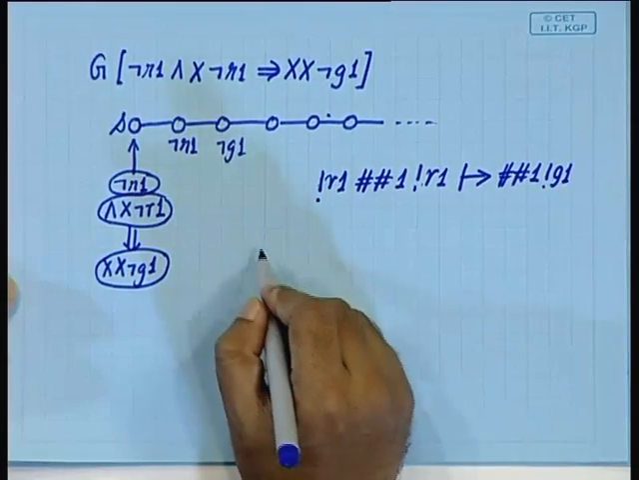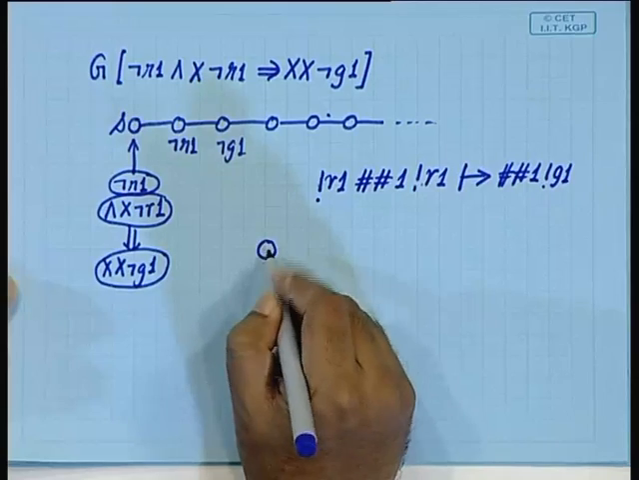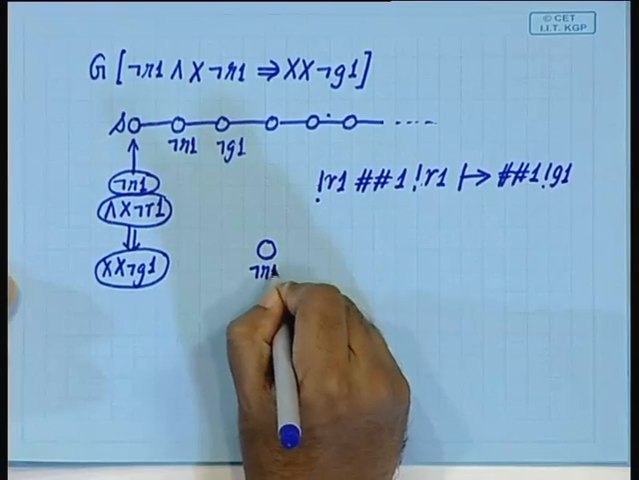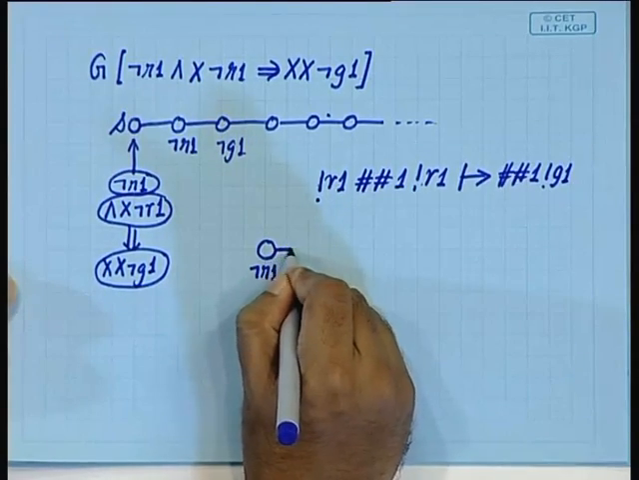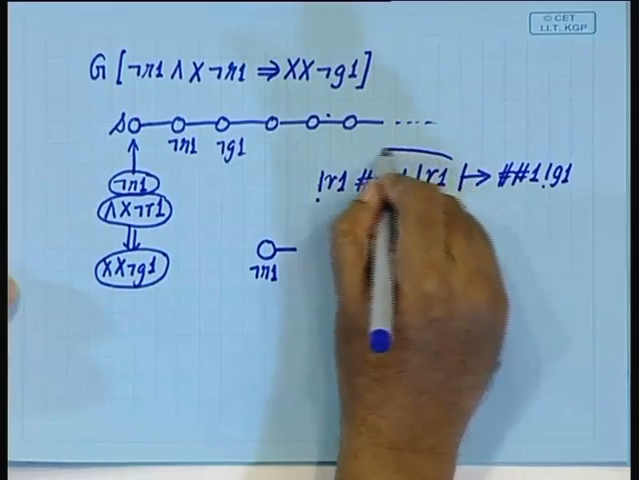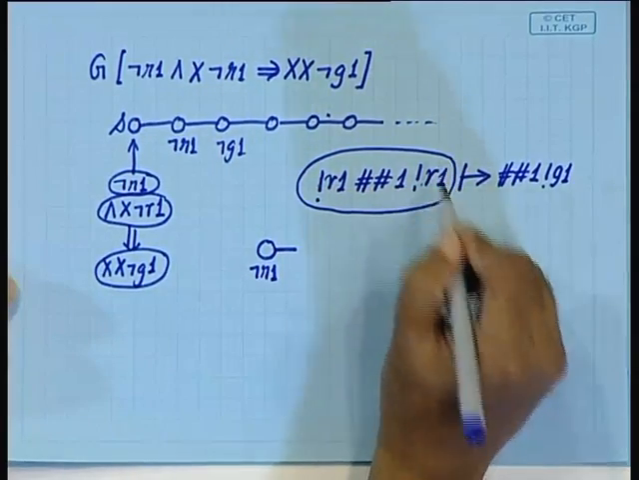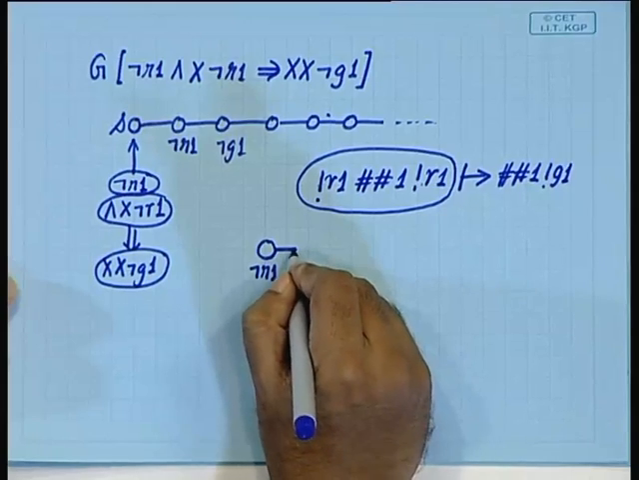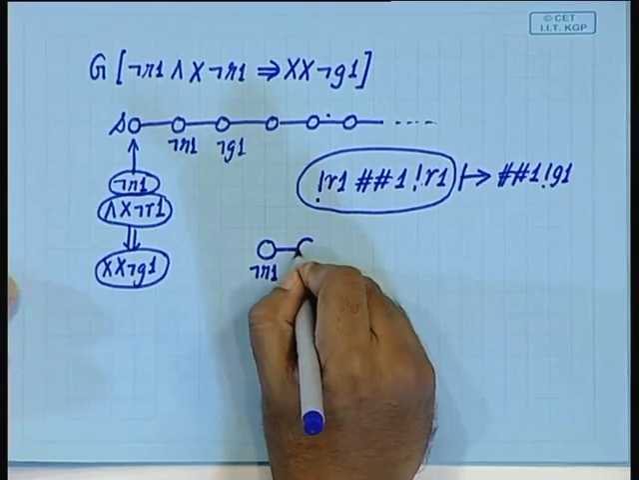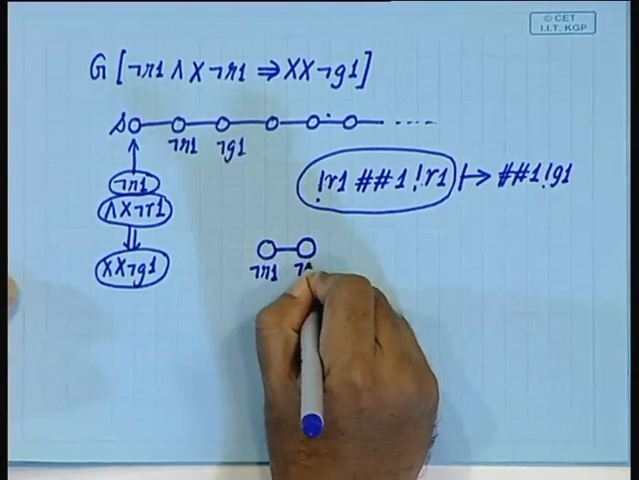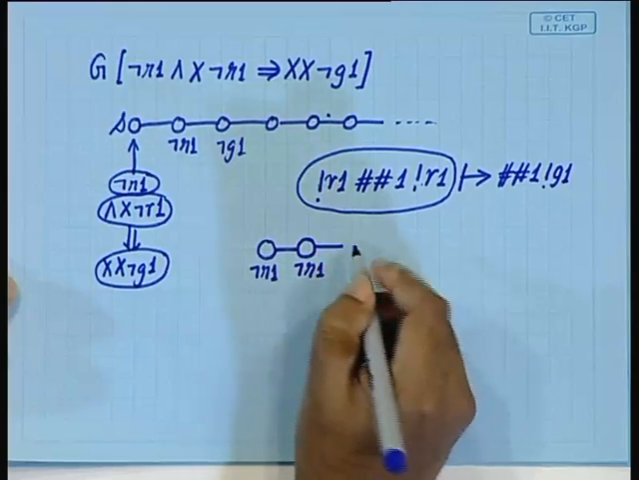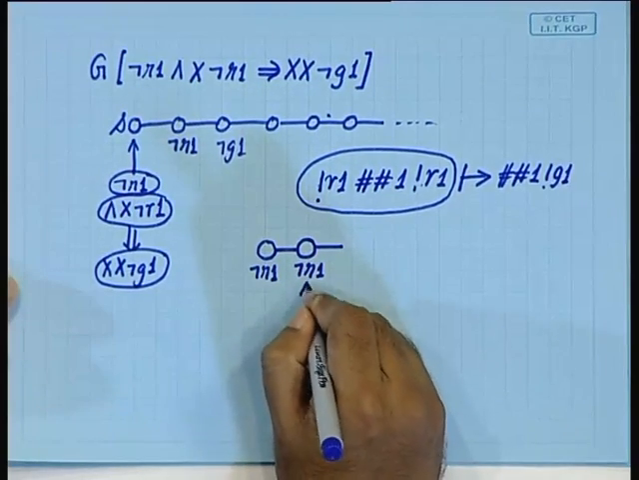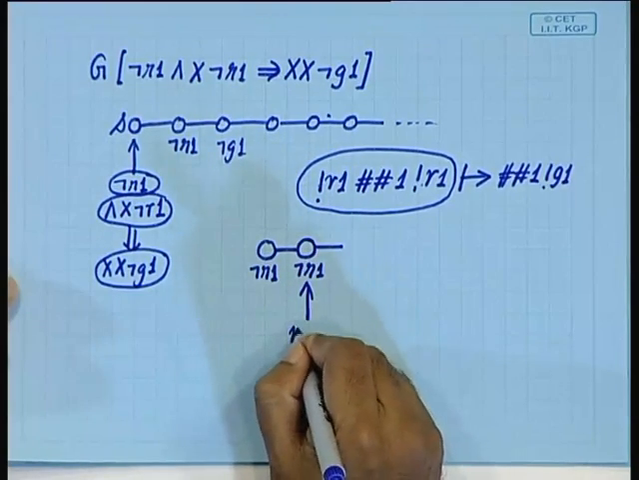Now, this says that not R1 will hold here. So, it is a sequence expression. So, this is one property, right, this is one expression. So, R1, not R1, not R1, not R1. Then here we have a match.